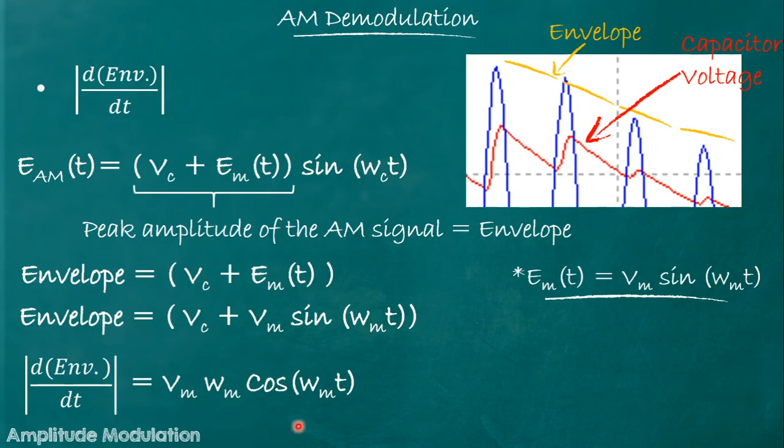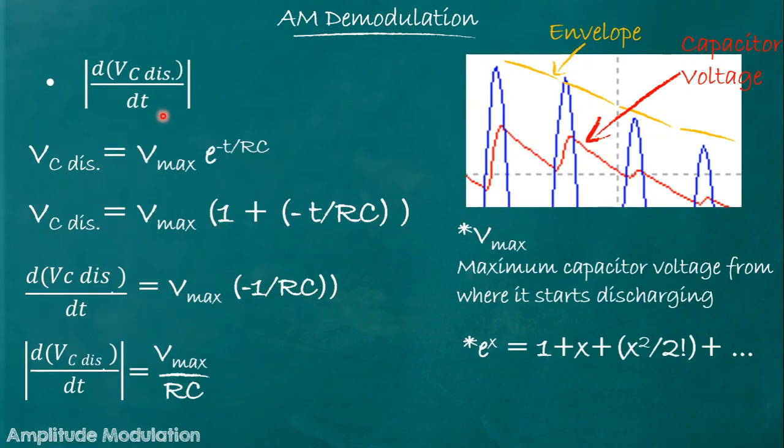Now let us find the magnitude of the rate of change of the discharging voltage of the capacitor. Let us start with the voltage equation of the discharging capacitor. The voltage of the discharging capacitor is equal to Vmax into e raised to minus t by RC. Here Vmax is nothing but the maximum capacitor voltage from where it starts discharging. We also know that the series expansion of e raised to x is 1 plus x plus x square by 2 factorial plus x cube by 3 factorial and so on. Let us replace e raised to x with the first two terms of the series, 1 plus x, where x is minus t by RC.